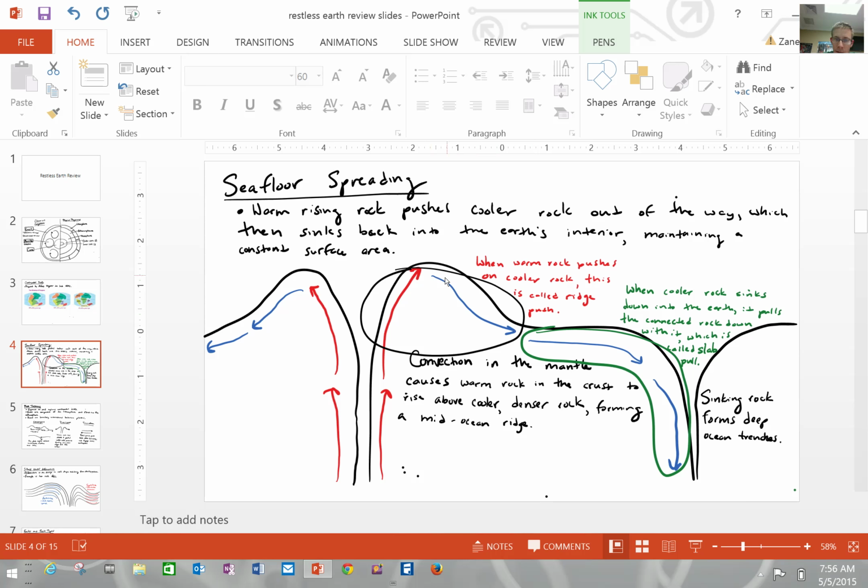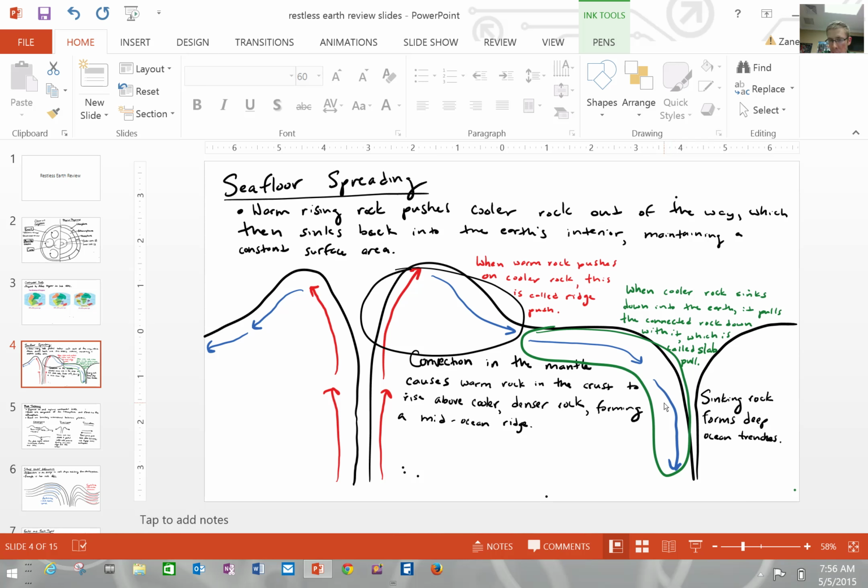So if ridge push is pushing colder rock out of the way, and this colder rock is continually cooling and becoming more dense than the rock around it, it's going to want to sink back down into the earth, and it's going to pull the rest of this slab with it. That's why it's called slab pull, because this section of rock down here, which is sinking, is pulling the rest of the slab with it, since it's all connected. Okay?